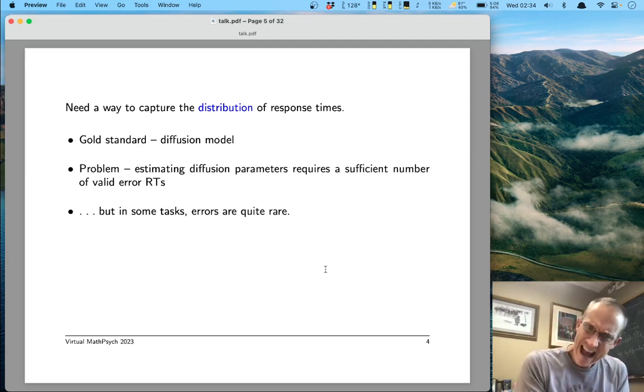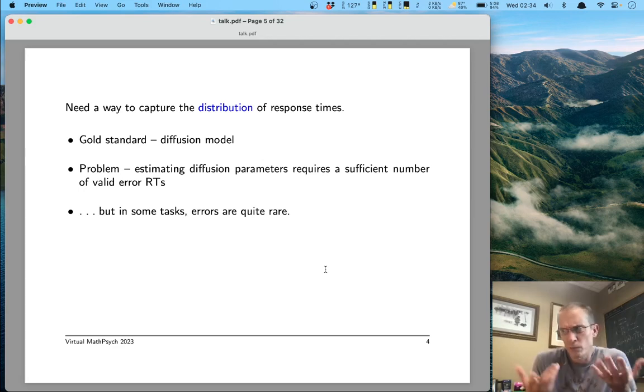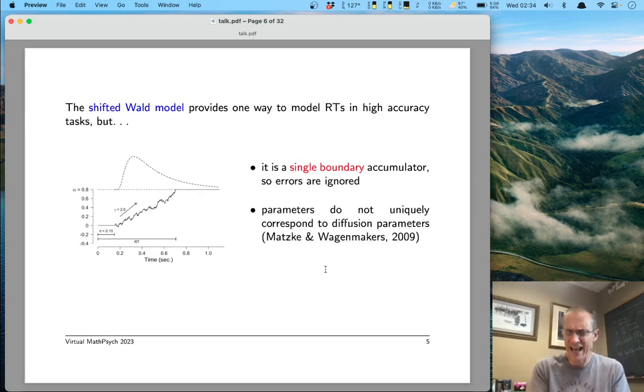But in some tasks, particularly the kinds of tasks that I often use in my own work with numerical perception and numerical processing, errors are quite rare. People are really good at these tasks. And so you have to think about experimentally, well, how do I make people make more errors? Is there a way that I can estimate diffusion model parameters in tasks where the error rates are low without having to make the tasks artificially hard? And the answer is, well, yeah, maybe.